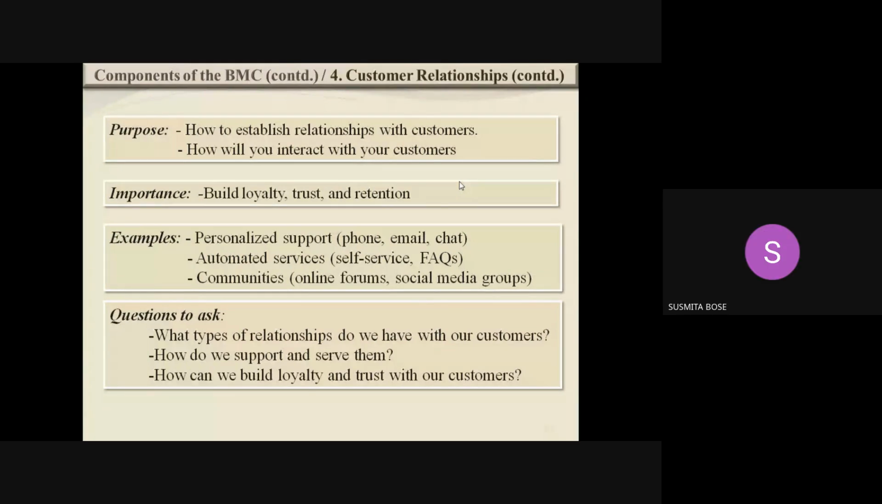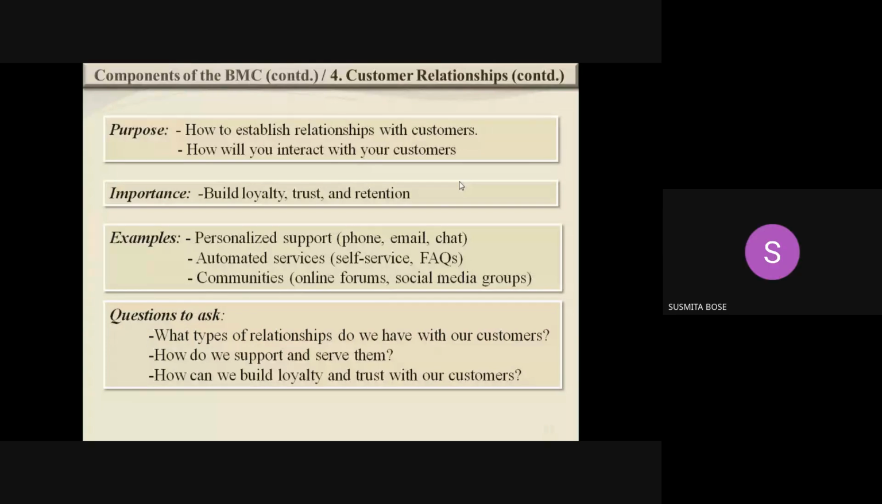So what are the examples of customer relationships? How can you do it? Personalized support, phone, email, chat, automated services, self-service, or frequently asked questions, so that you can answer those questions. If the customer asks various kinds of questions about the product, you have to answer those questions. And your salesperson should know the answers to the questions. It is not that they will randomly say anything which is not actually true. This should not be. And the communities like online forums, social media groups, etc.